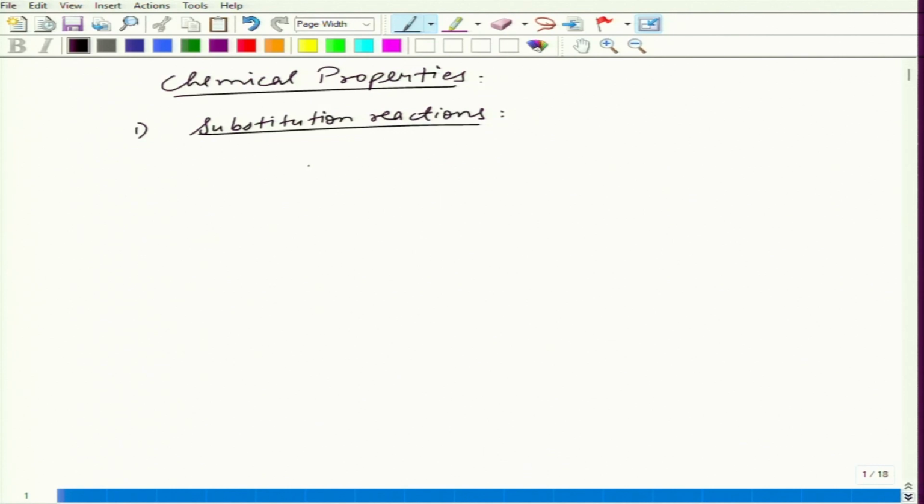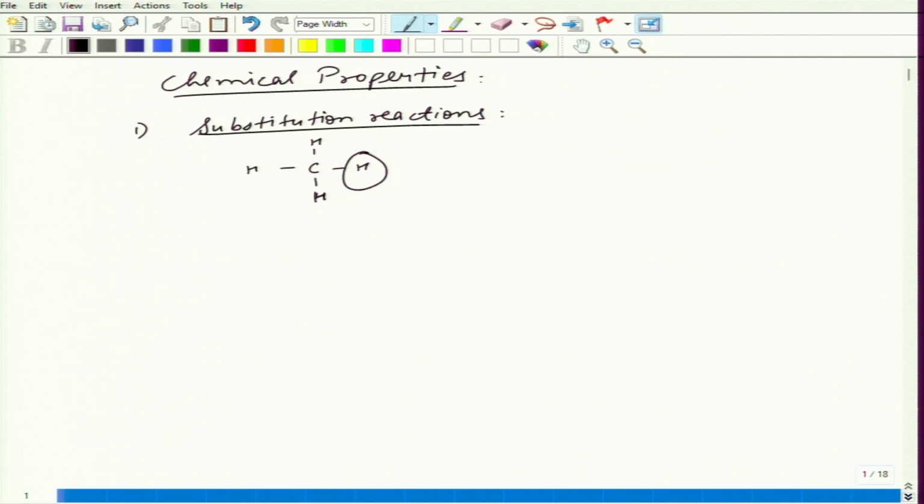Substitution reactions. What is a substitution reaction? We know what an alkane is. Let us take an example of methane. Substitution means replacing something with another group. So, if we replace one hydrogen or more than one hydrogen of alkanes with another group, for example, halogen, sulfonic group, or nitro group, that will be known as a substitution reaction. So, replacing this H by halides, nitro groups, sulfonic groups, etc., will be known as a substitution reaction.